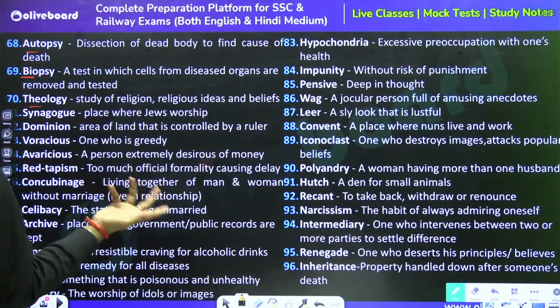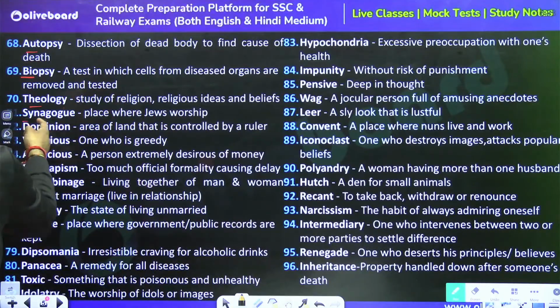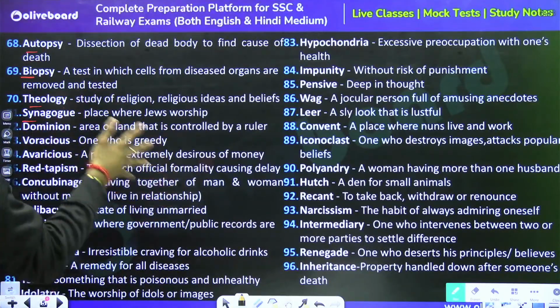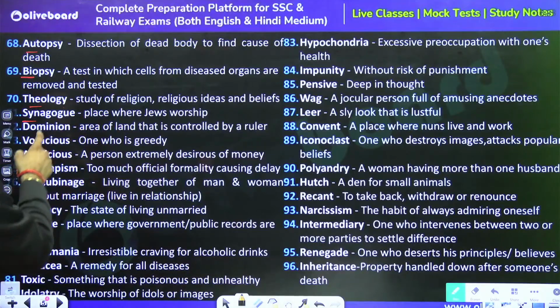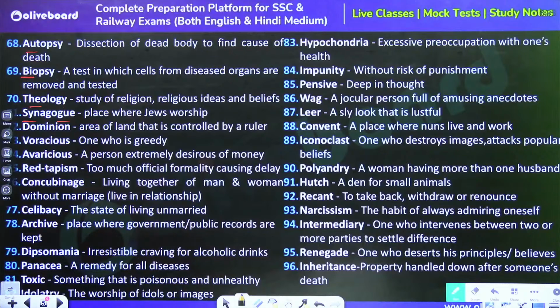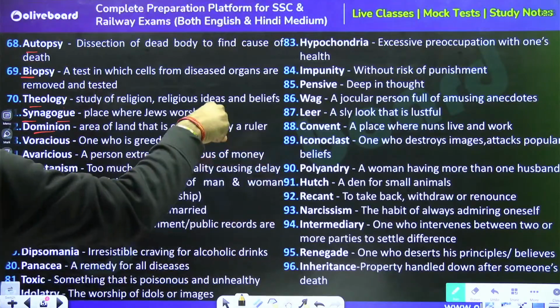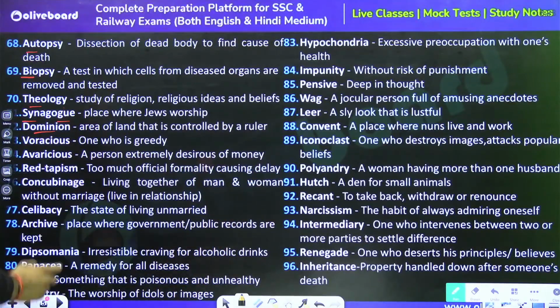Theo, religion, logy, study of religion, ideas, beliefs. Syn, together: synchronize, sympathy, synchronization and such. And gog is to lead. So when all the people worship at the same place together, that is supposed to be synagogue. It used to be a place where only Jews worship, but now anyone can use this, just like congregation. Dominion, dominate, area of land that is controlled by a ruler.